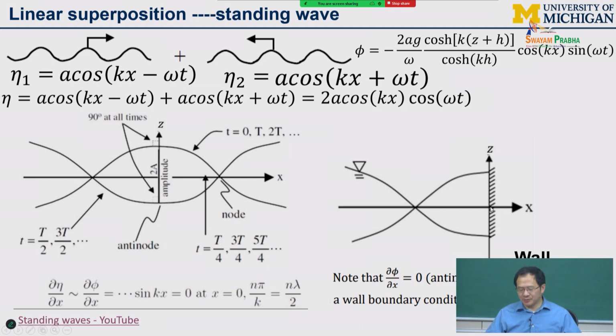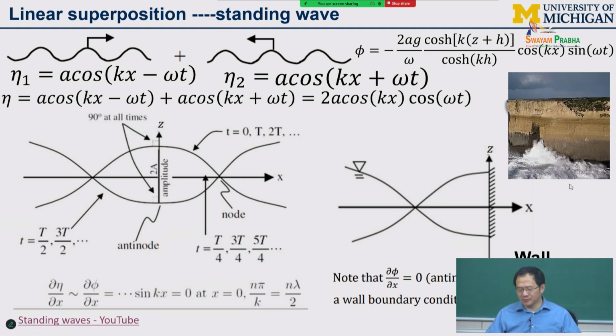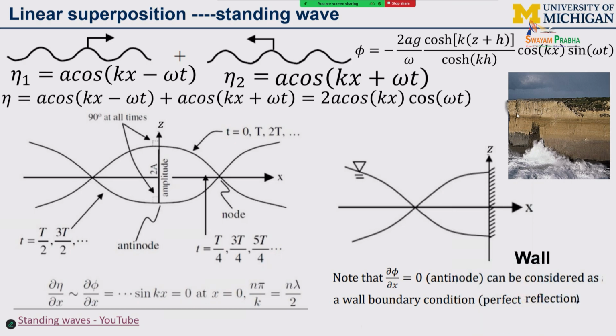This standing wave can be dangerous, especially if the amplitude becomes larger, right? If you have a hard wall like that, reflection can create a standing wave. Another way to create a standing wave: just imagine a wave tank. If you have two wave makers, right? You make the waves out of phase like that, and you generate a standing wave.